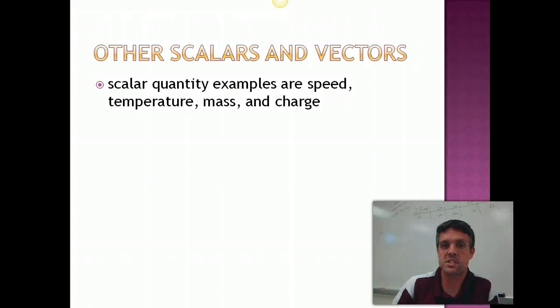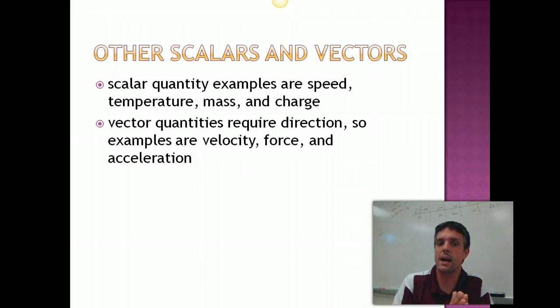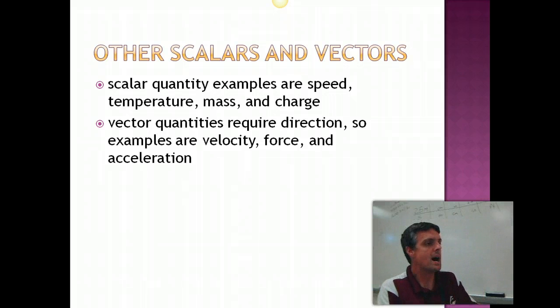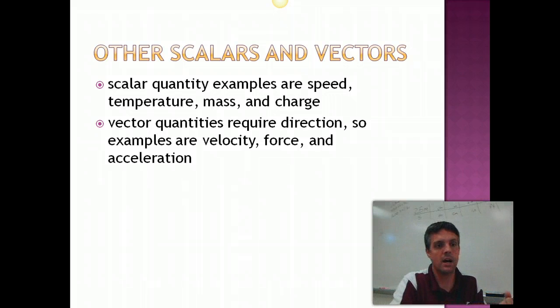Just some other examples of scalar quantities. We said speed, we also said distance, but also temperature, mass, and charge. When I talk about charge, I'm talking about positives and negatives. It wouldn't make sense to put a direction on any of those. But vector quantities, like velocity, acceleration, and force, you can say I'm pulling on the rope with 50 newtons of force, and I'm pulling to the right, or in a west direction or an east direction or whatever. So vector quantities require a direction as well as how much, okay?